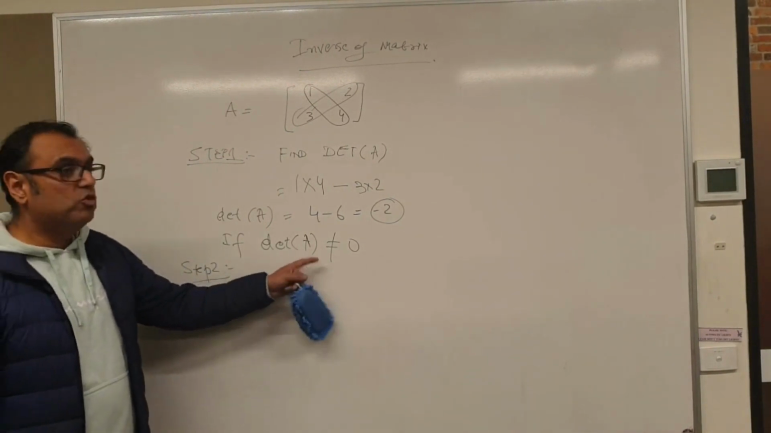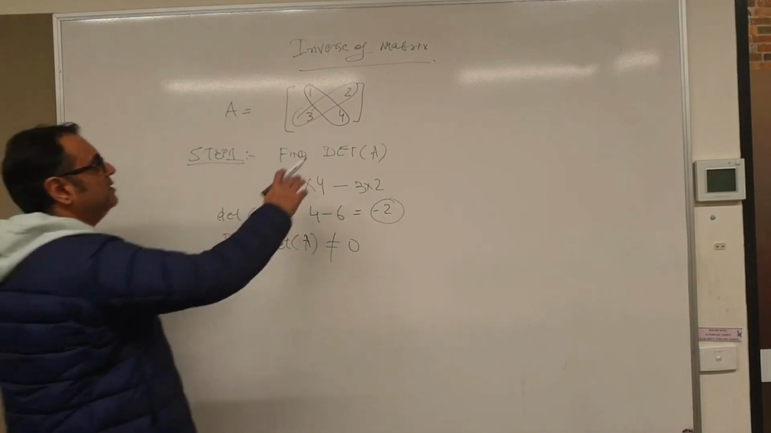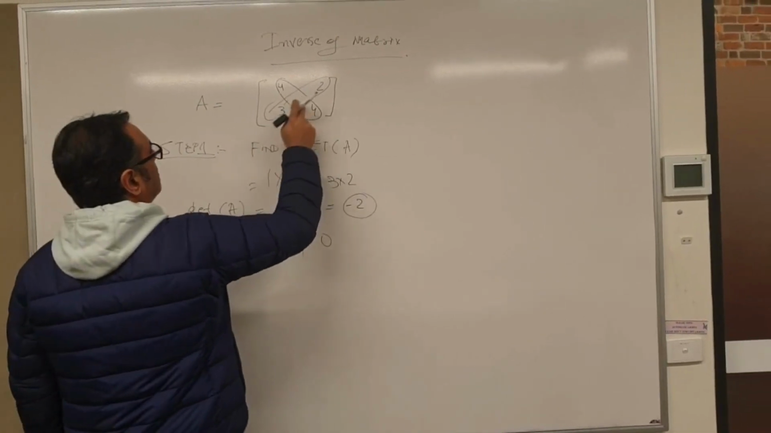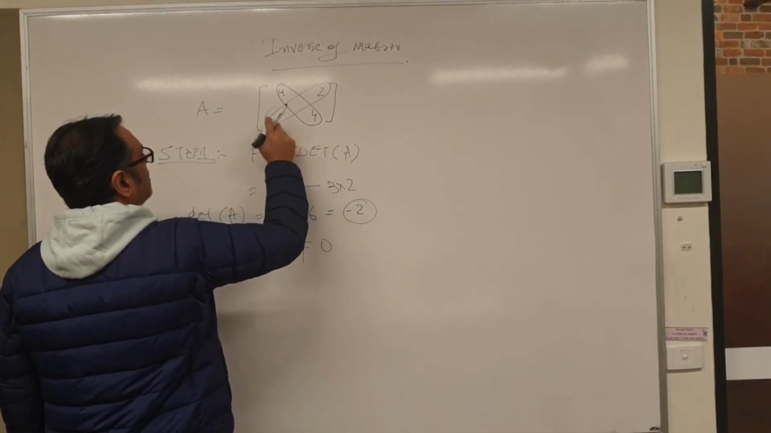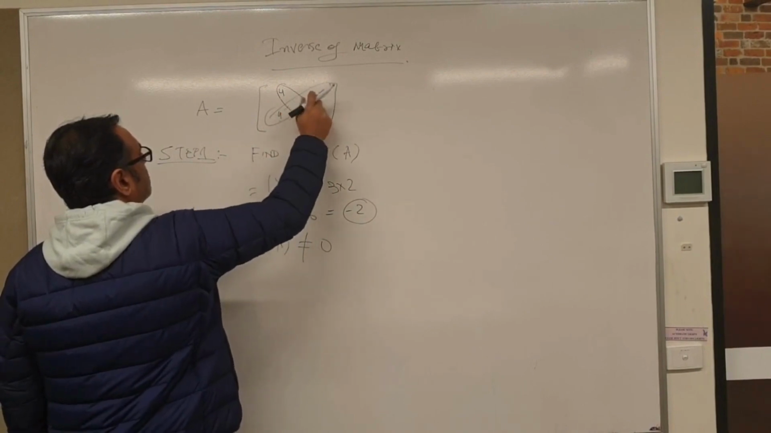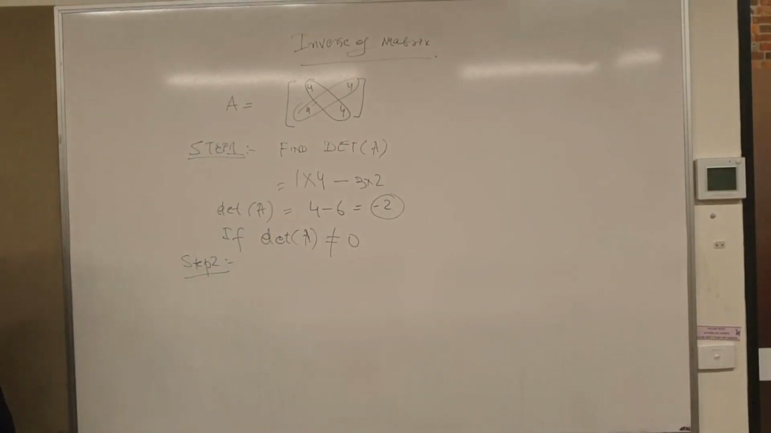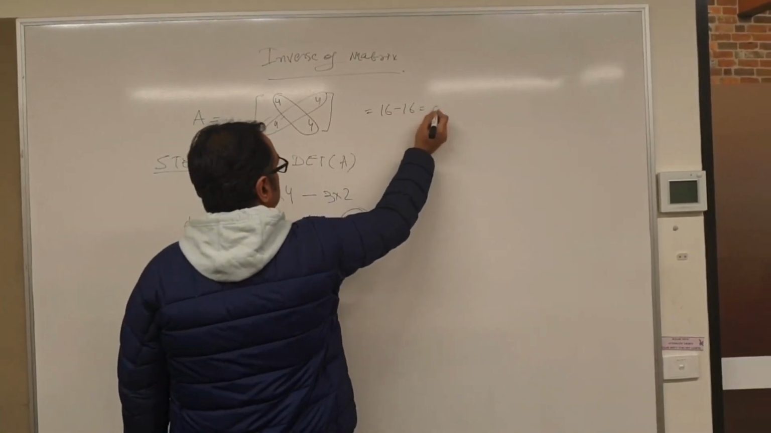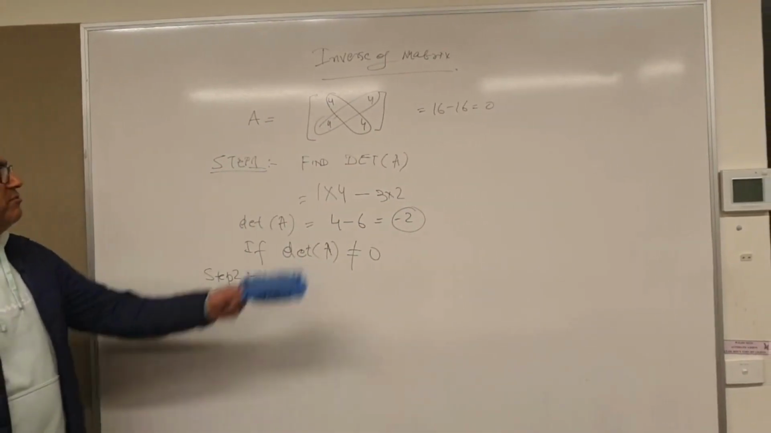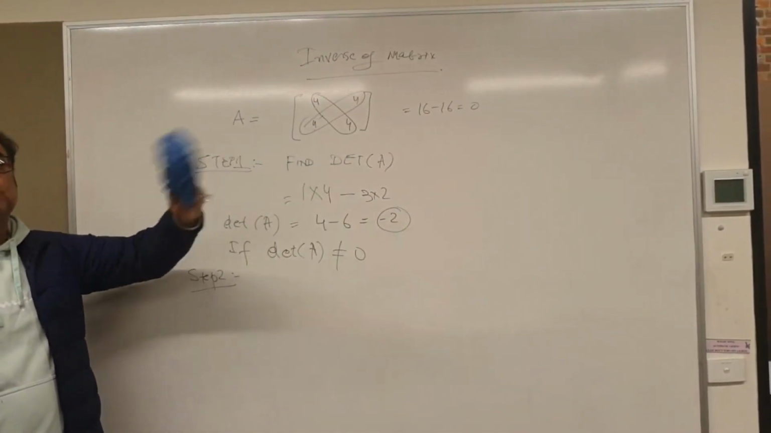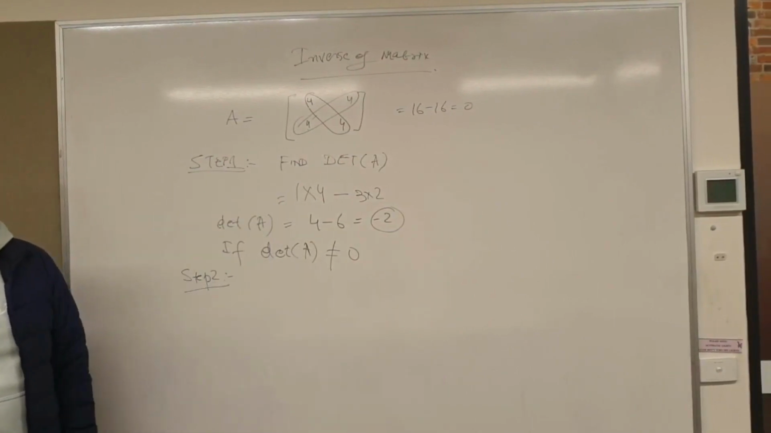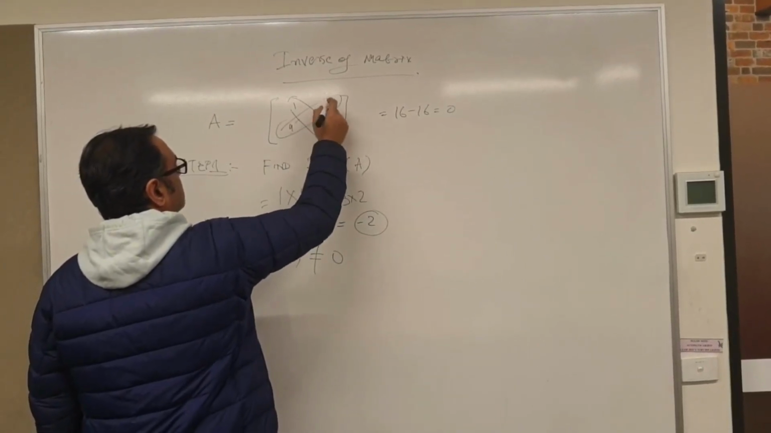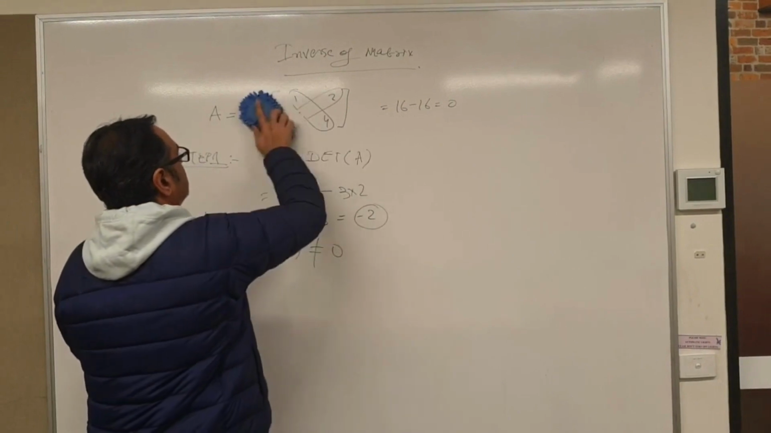But if this is 0, you stop here. For example, this would have been a 4 here, and let's say a 4 here and a 4 here. So what did you get? 4 times 4 is 16, minus 16, which is 0. So for this matrix, the inverse will not exist because the determinant is 0. Does that make sense? Yeah? So I'll get my original numbers back, take this off and rewrite it.